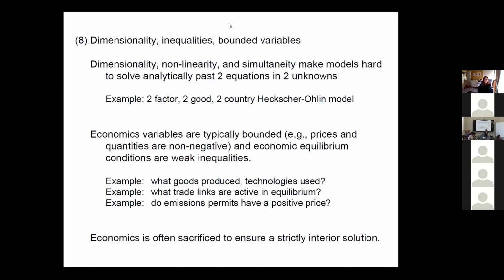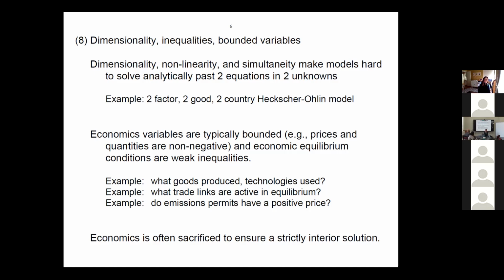So some of the difficulties in these big models are the dimensionality, inequalities, and bounded variables. Again, I'm repeating myself a little bit here, but traditional analytical methods break down very quickly past extremely simple models. Even the Heckscher-Ohlin model, which economists love and which gets taught in undergraduate international trade, does not have an analytical solution. And that's only two goods, two factors, and two countries.